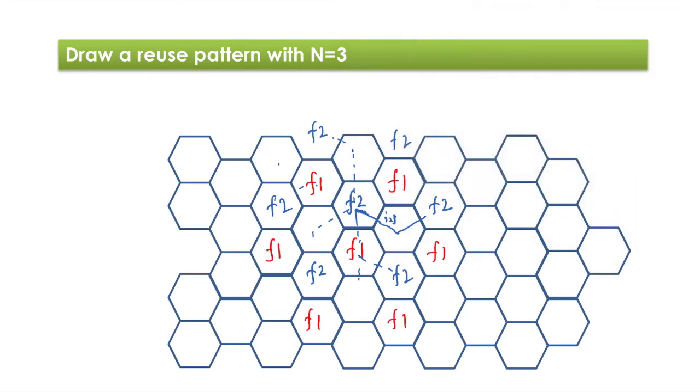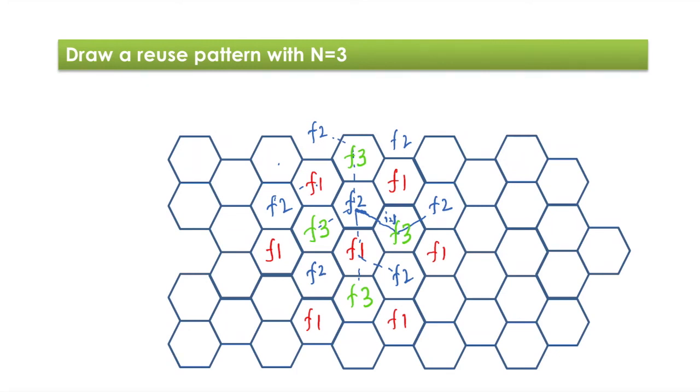Now the third frequency f3 we can place at the empty cells where f1 and f2 are not placed. So here I can place f3. Now by using the same reuse distance we can place the other f3. So here I can place f3, f3 like that.